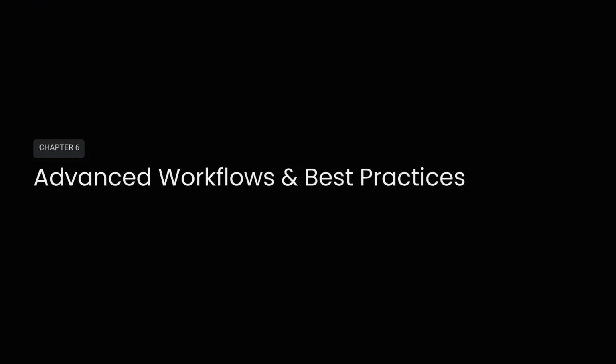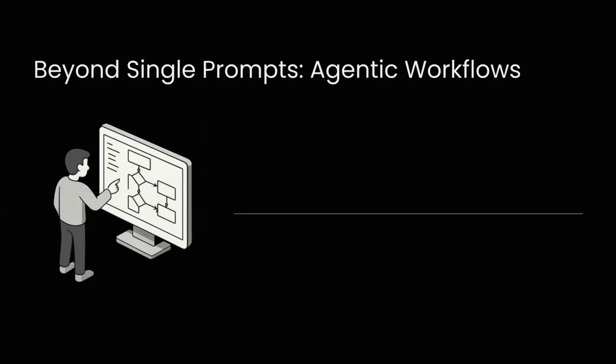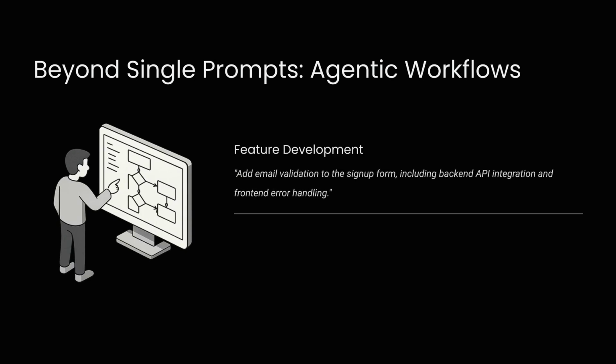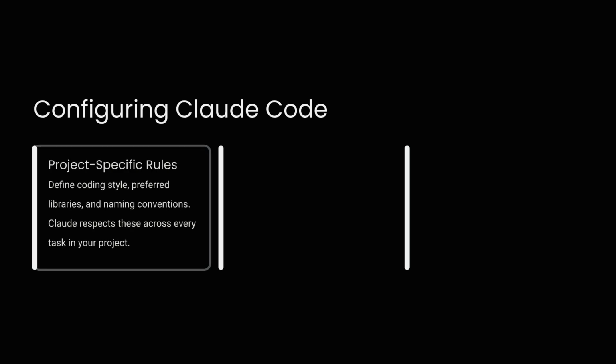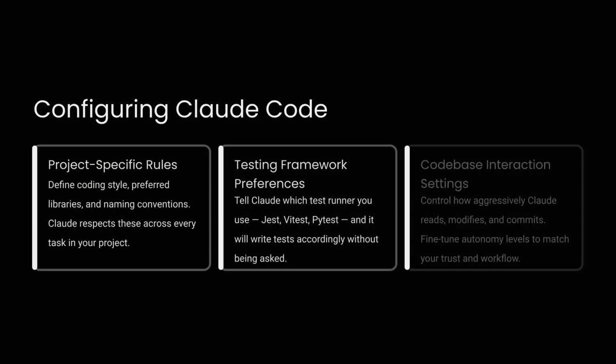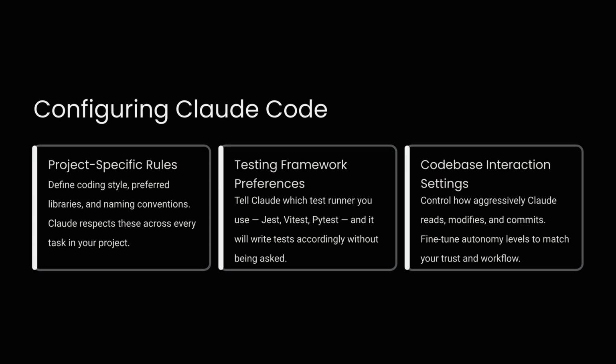Welcome to Chapter 6, Advanced Workflows and Best Practices. We'll explore how to take Claude Code beyond single prompts into full agentic development workflows. Agentic workflows go beyond single prompts. You can delegate entire feature developments, such as adding email validation with backend integration, or complex refactoring tasks like converting class components, allowing Claude to handle multi-step, sophisticated changes. You can configure Claude Code with project-specific rules, defining coding style and preferred libraries. You can also specify testing framework preferences and control codebase interaction settings to fine-tune Claude's autonomy.